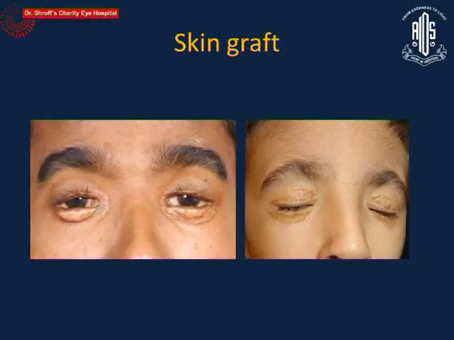The treatment remains same as for any other cicatricial ectropion, mainly a full thickness skin graft, but here, unlike in adults, the skin grafts actually are not very cosmetically good in children. So unless and until the ectropion is very severe or causing any sort of functional problem, it's preferable to avoid a grafting surgery in child as much as possible.